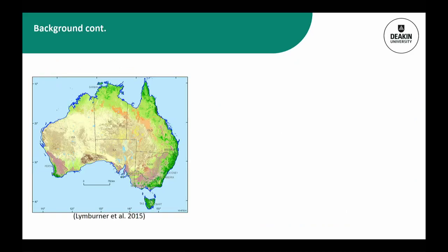In the case of Australia, that is a country with a highly heterogeneous landscape with 49 ecoregions and more than 400 subregions. Land cover changes are happening at a fast pace.